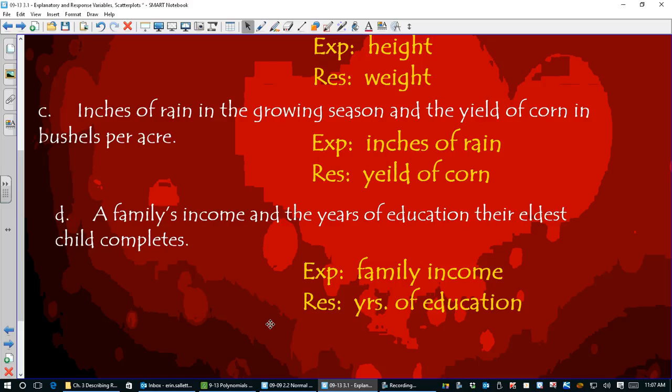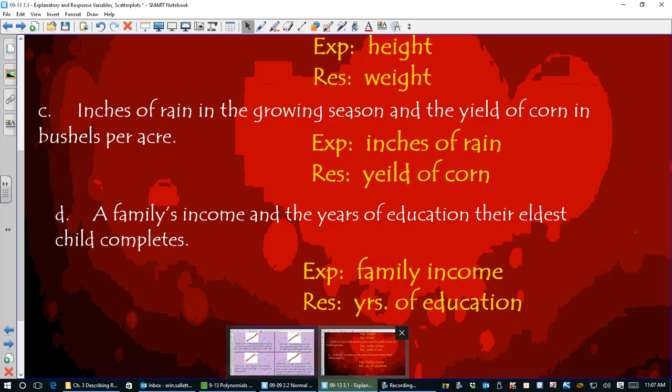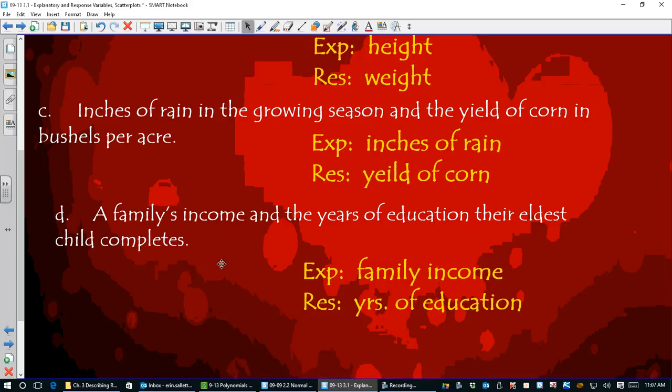Okay, that does it for today's introduction to explanatory and response variables. Again, tomorrow we're going to do some scatter plots from some information, and we're going to do a little bit of practice as we move forward with scatter plots and determining correlations.